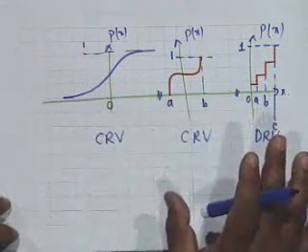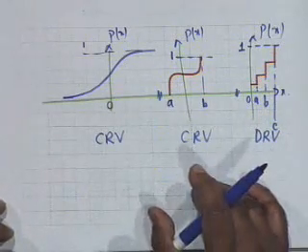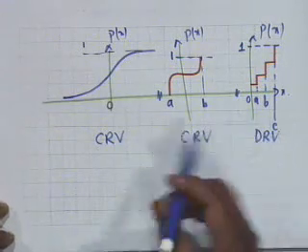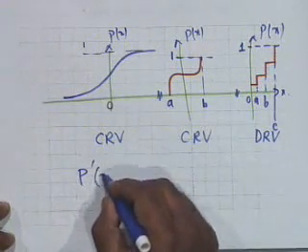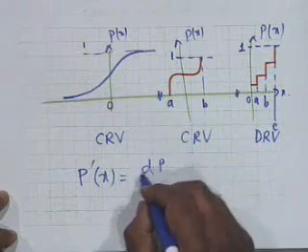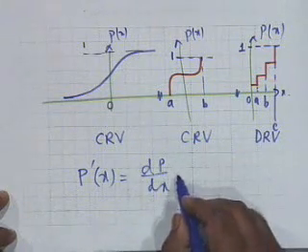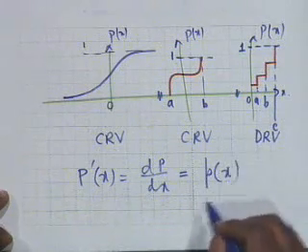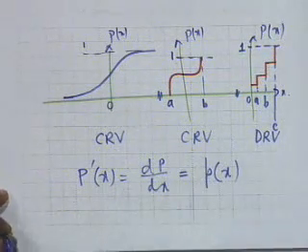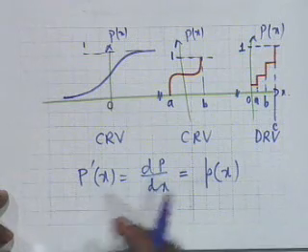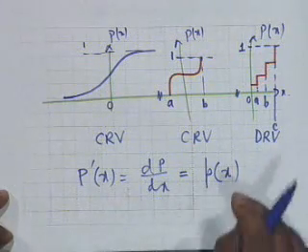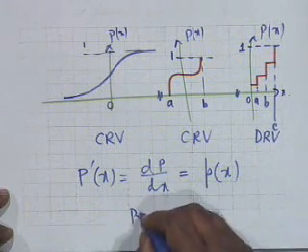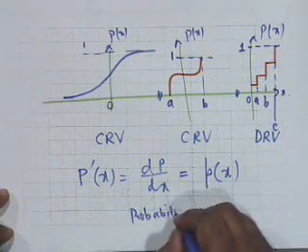In each of these, one has to remember that the slope is non-negative. The slope, that is capital P prime x, which is dp dx, is usually denoted by small p of x. Please distinguish between small p and capital P, because we shall use both. The slope is usually denoted by small p of x and is called the probability density function.